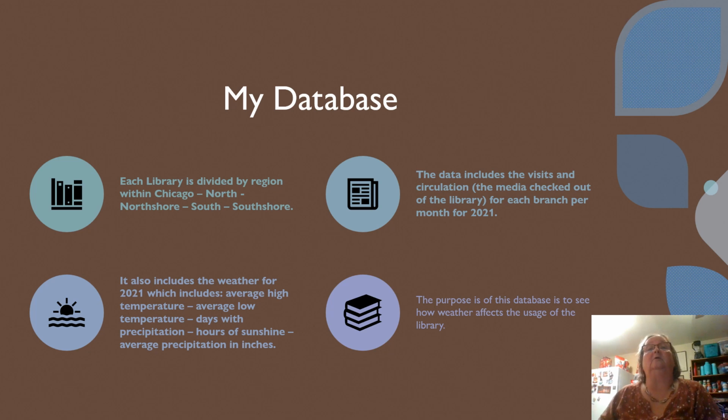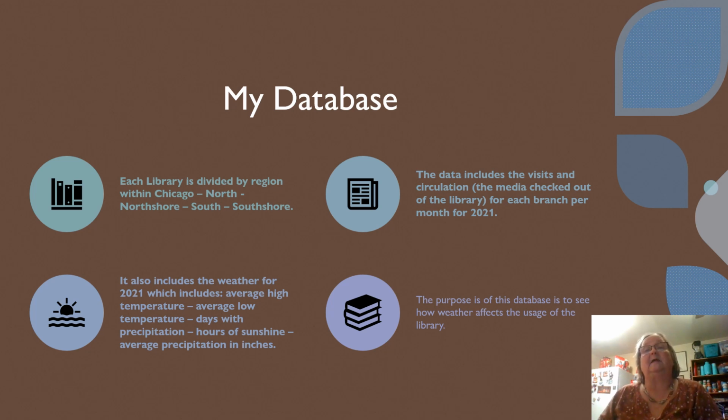The data includes the visits and circulation, which is the media checked out of the library for each branch per month for 2021. It also includes the weather for 2021, which includes average high temperature, average low temperature, days with precipitation, hours of sunshine, and average precipitation in inches, divided by months for 2021.